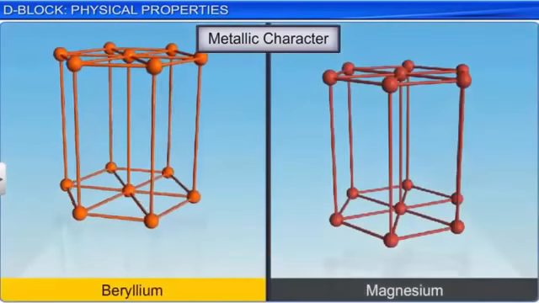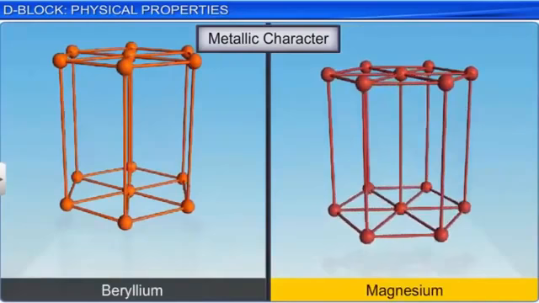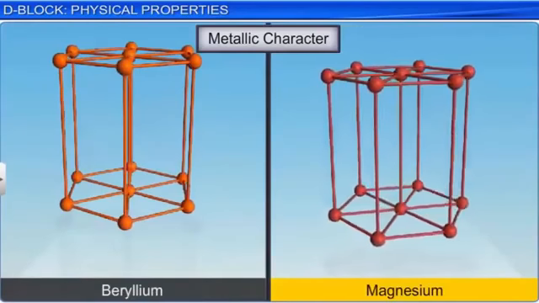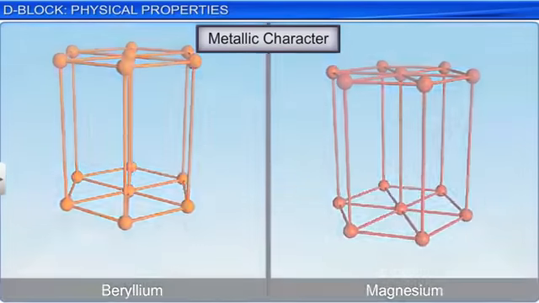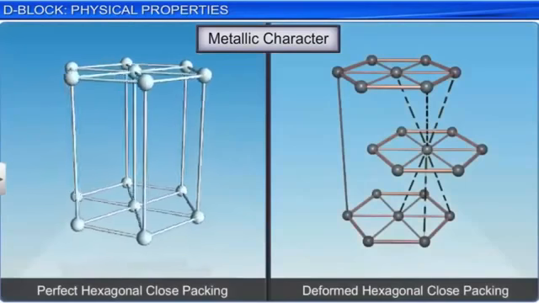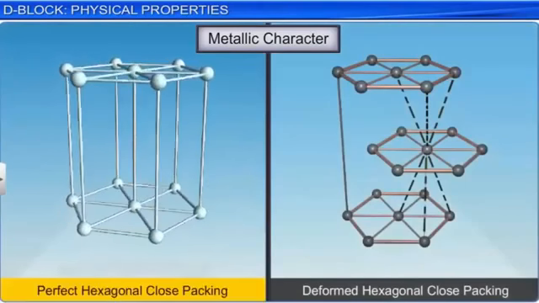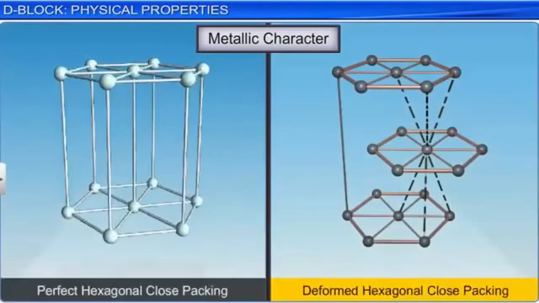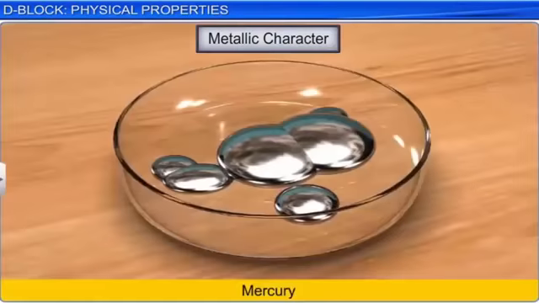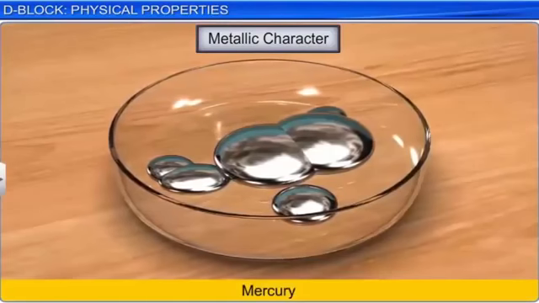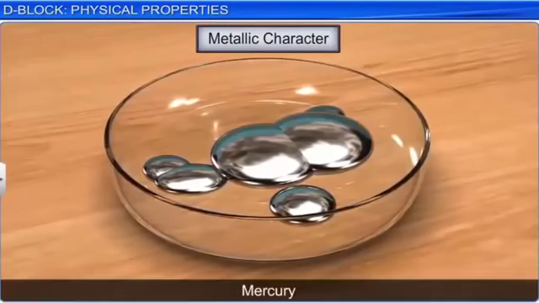Like beryllium and magnesium, with which they are isostructural, their structures deviate from perfect hexagonal close packing by elongation along the six-fold axis. Mercury is a shiny liquid at ordinary temperature.